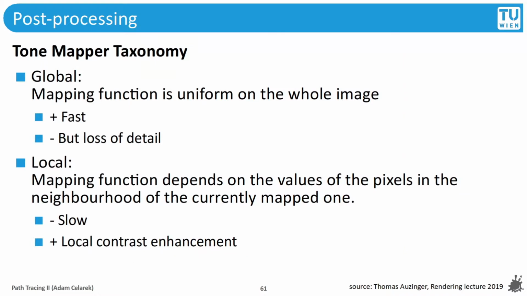Before we continue, let me say that there are global and local tone mapping algorithms. The global ones apply the same function to all of the pixels, while the local ones are applying different parameterizations depending on the local neighborhood of a pixel. Accordingly, the local ones are slower, but they can retain more details. We'll see an example in 2 slides.